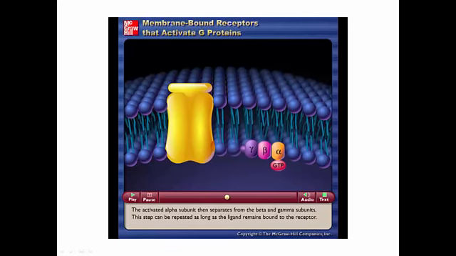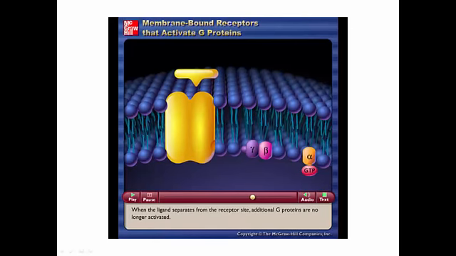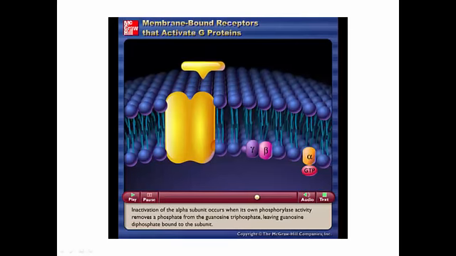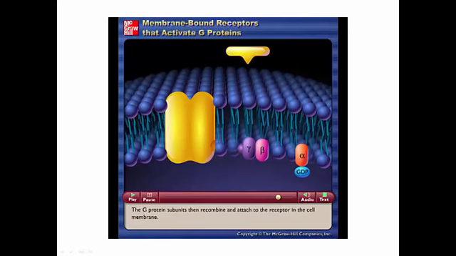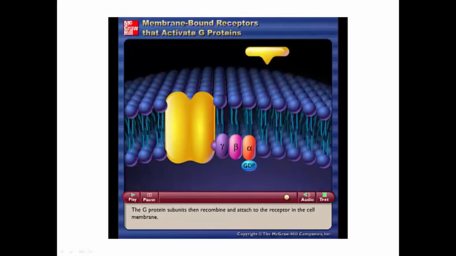The activated alpha subunit then separates from the beta and gamma subunits. This step can be repeated as long as the ligand remains bound to the receptor. When the ligand separates from the receptor site, additional G proteins are no longer activated. Inactivation of the alpha subunit occurs when its own phosphatase activity removes a phosphate from the guanosine triphosphate, leaving guanosine diphosphate bound to the subunit. The G protein subunits then recombine and attach to the receptor in the cell membrane.